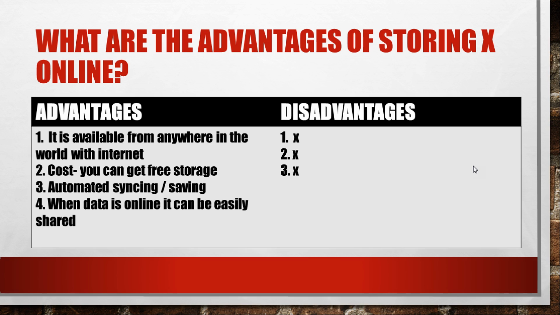Also, it's quite easy to automate, sync and save. For Dropbox, you can just drag a file, or with OneDrive, and it can sync across multiple folders. So you have your phone, you drop something on your laptop into a folder, and your phone's got access to it. Other people might have access to it as well. Point 4, when data is online, it can be easily shared. You can share OneDrive folders quite easily. It's quite easy to collaborate and communicate that way.